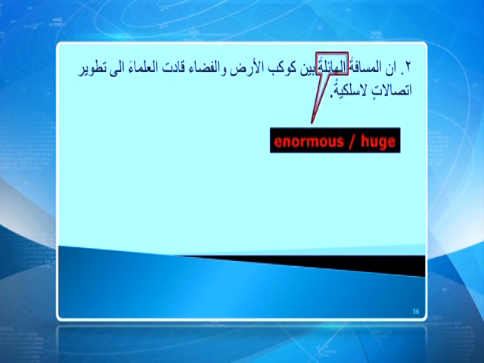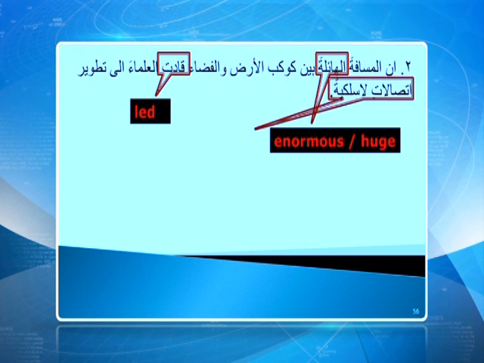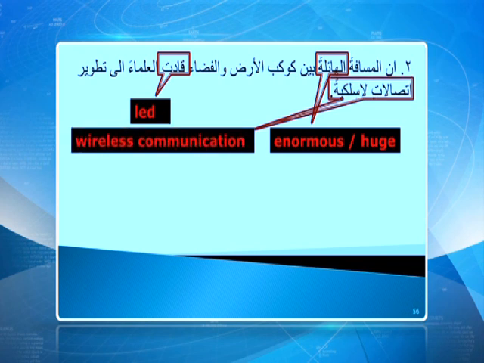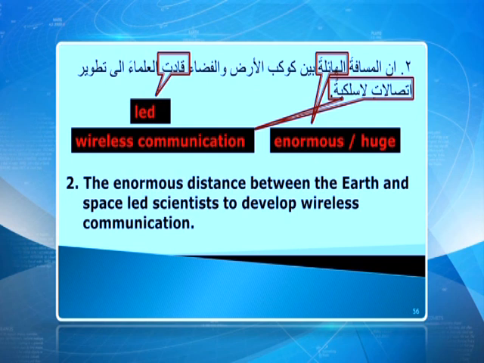The last sentence is إن المسافة الهائلة بين كوكب الأرض والفضاء قادت العلماء إلى تطوير اتصالات لاسلكية. Again, I have to decide on some words. الهائلة can be translated into enormous or huge. قادت, it's the verb قاد, which means to lead, but since it's put in the past, we use the word led. اتصالات لاسلكية can be translated into wireless communication. So this is the original sentence. Again, you will have the sentence, the exact words in your overview textbook. The enormous distance between the Earth and space led scientists to develop wireless communication.